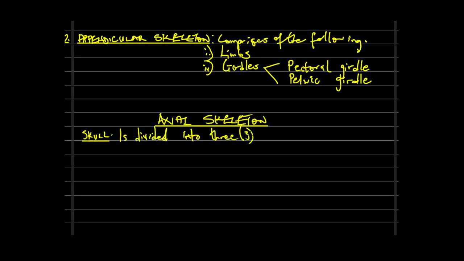The skull bones are divided into three. We have the first one, which is referred to as the cranium, or in some textbooks you can see it as the brain box. That is actually the part of the skull that houses the brain.